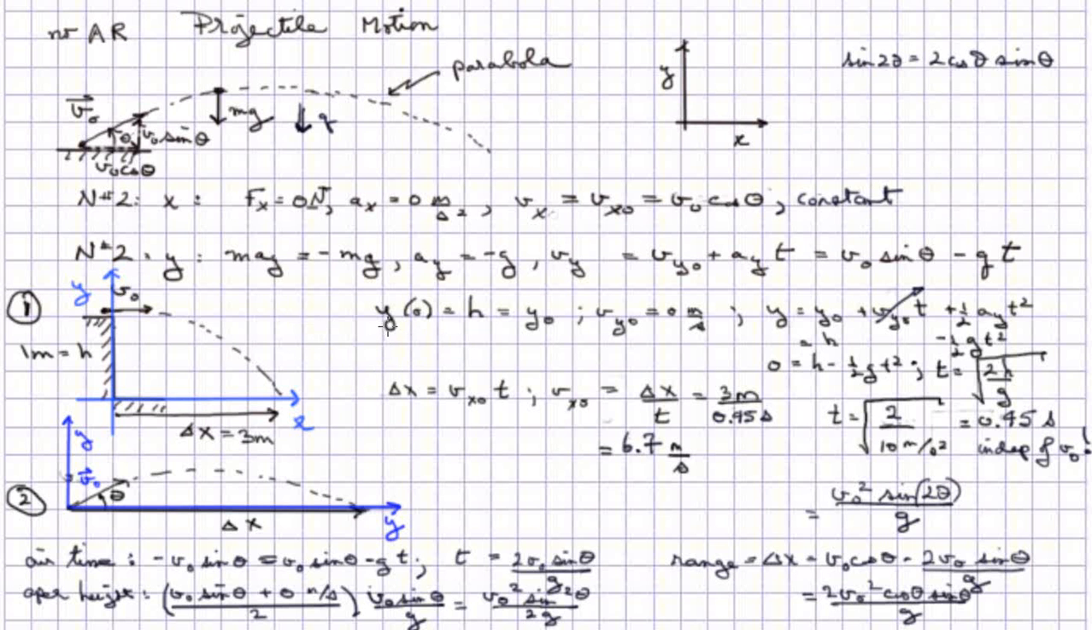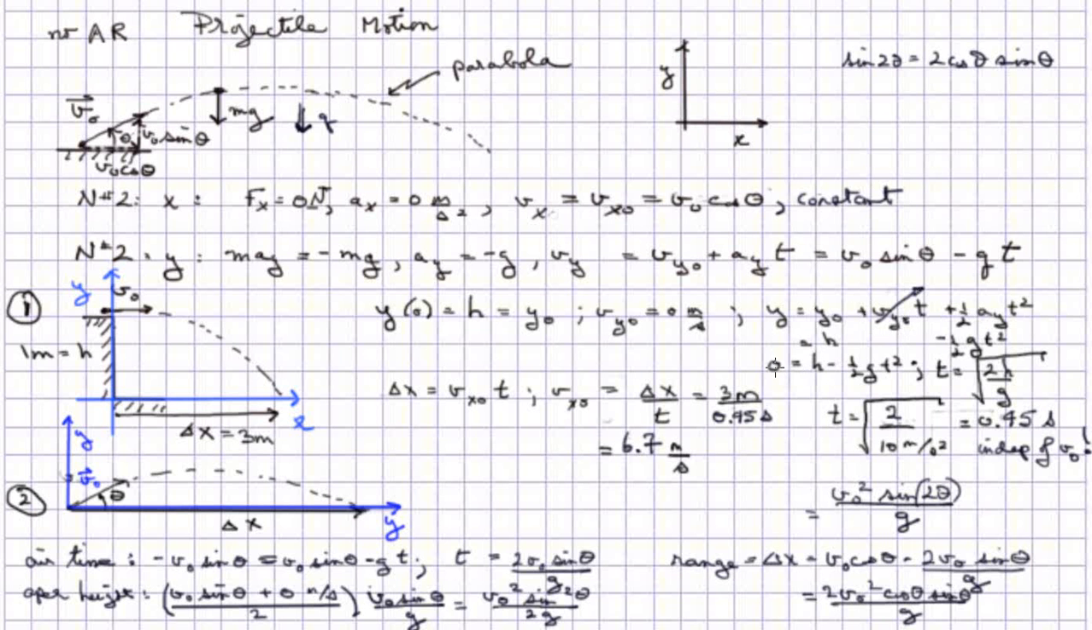If we use the y equation in the y direction, y of 0 is equal to h, which is equal to y0. Vy0 is 0 meters per second. Look back at this diagram and understand that this is true because the launch velocity is purely horizontal in this example. And so you can use the equation in the y direction and state that y equals y0 plus vy0 t plus 1/2 ay times t squared. This term drops out because vy0 is 0.